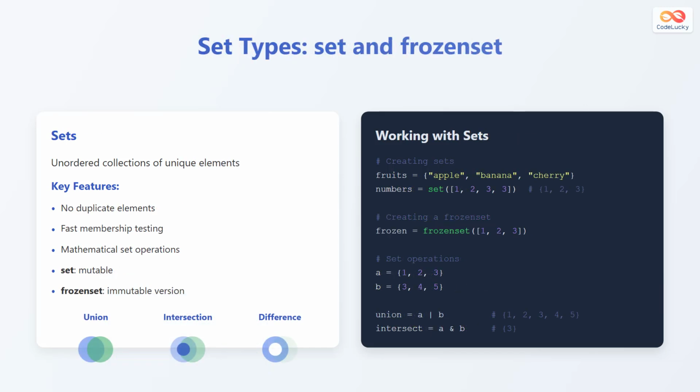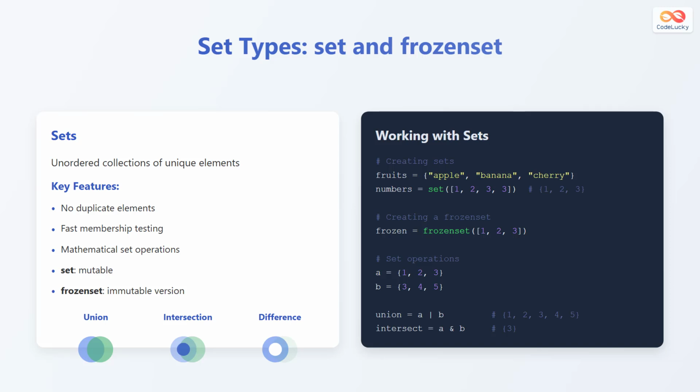To modify a dictionary, you can assign a new value to an existing key or add a new key-value pair. Let's explore set types. Sets are unordered collections of unique elements. This means that sets do not allow duplicate values. Sets are highly efficient for membership testing and support mathematical set operations such as union, intersection, and difference. Python offers two types of sets: set, which is mutable, and frozenset, which is immutable.